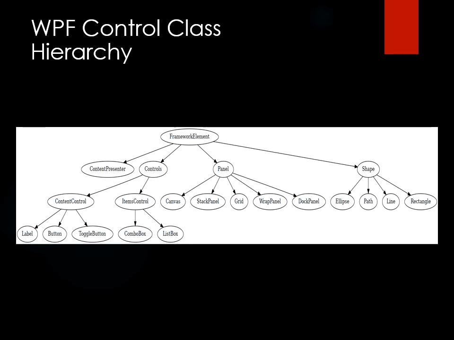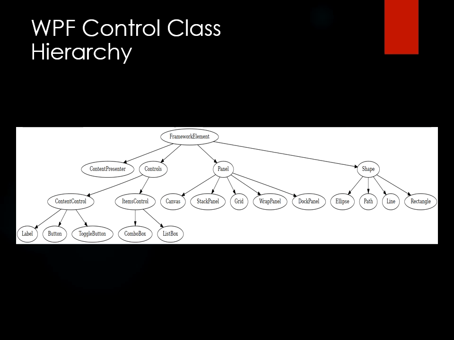This is the base class for most UI elements in WPF. It provides essential layout, styling, and data binding capabilities. The derived classes are content presenter and controls. Content presenter, one of the direct children of framework element, is a lightweight element used to display content with templates, especially in controls like button or list box item.